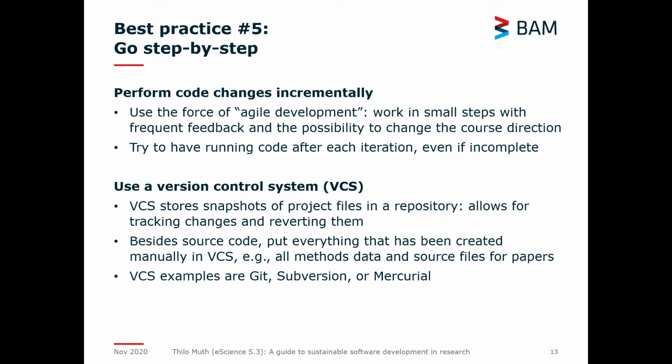So all methods, data and source files for papers, try to put everything in a version control system if possible. Some typical examples here are Git, Subversion, Mercurial. I think Git is now the most commonly used in software development nowadays, and frequently used in research as well.